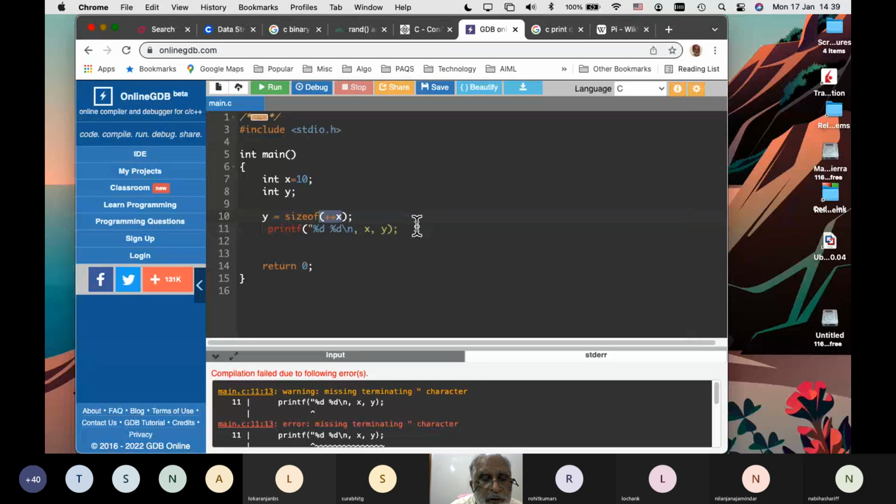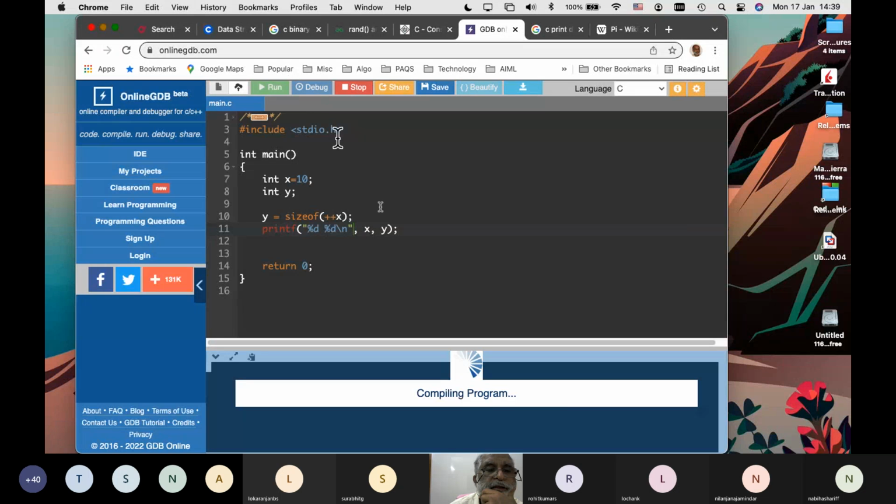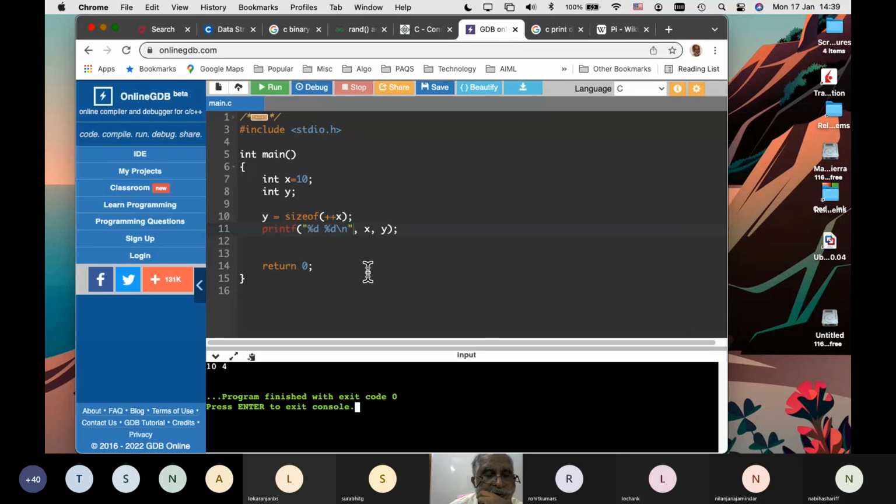where is my mistake? Oh, sorry, there's a double quote missing here. So this was a mistake, which is fine. Let's run it. So you can see x is still 10, x is not incremented, and integer is 4 bytes.